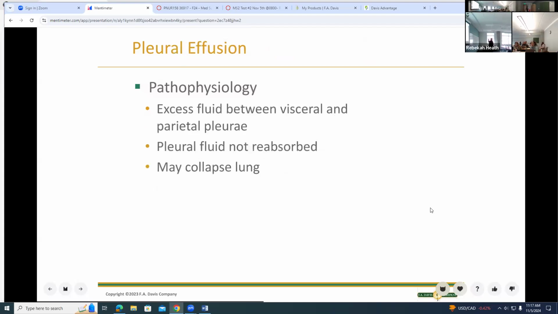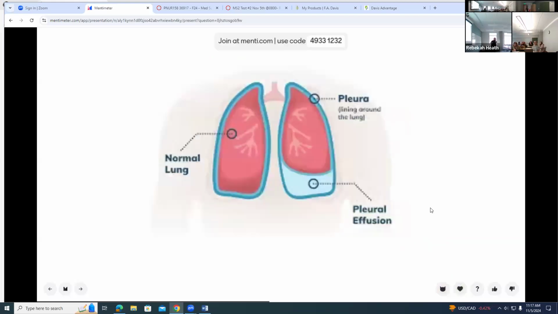Pleural effusion is where you have extra fluid that builds up between the lungs and the pleural space, and it pushes on your lungs so you can't fully expand them. This is not from your book, but I thought it helped explain. The pleura is intact, but the space is all filled up with this extra fluid.